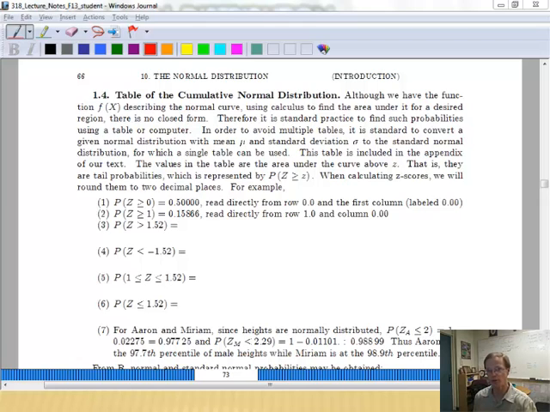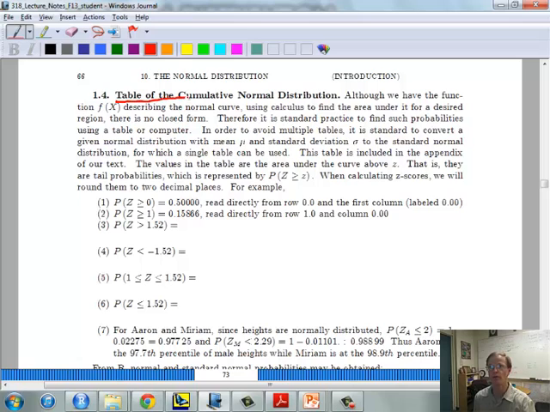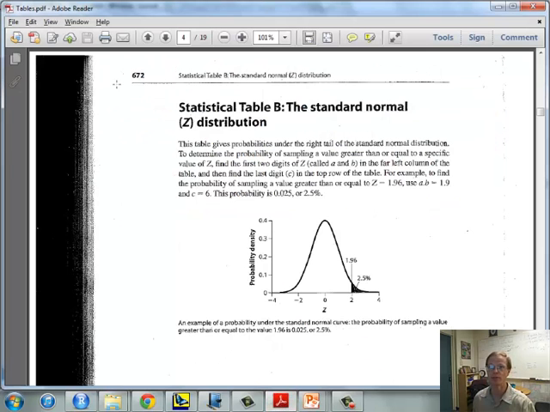We're continuing with our normal distribution. I want to move into some examples. And to lead up to it, we need to take a look at the table for the cumulative normal probability distribution. Let me show you how to use it. Go ahead and turn in your textbook to page 672. And there you're going to see this diagram.